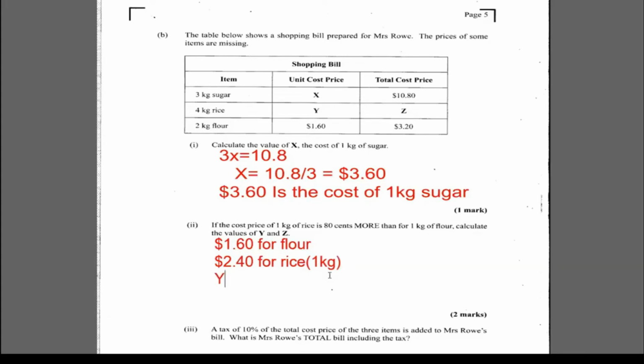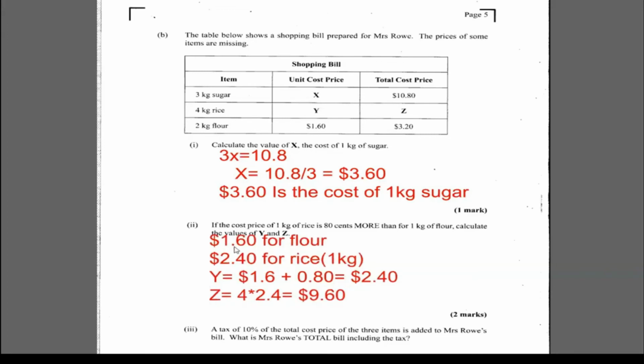All right, so Y is equal to the cost of the flour, which is 1.6 plus the 80 cents more. 80 cents is $0.8, and that works out to be 2.40. That is the cost of Y. Then Z now is the total cost. So notice that she buy 4 kilograms of rice. So it is 4 times the $2.4, which works out to be 4 times 2.4, that's $9.60.